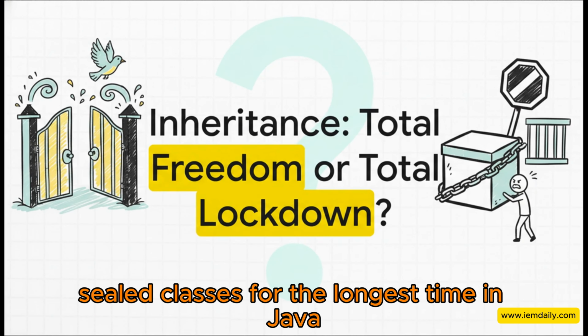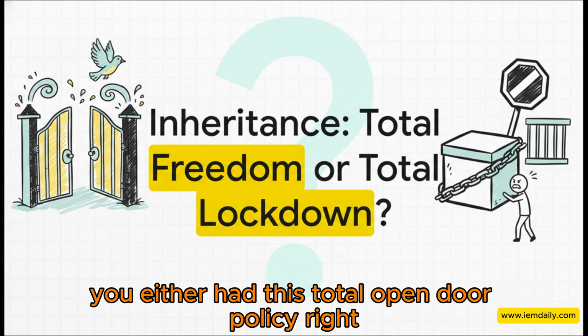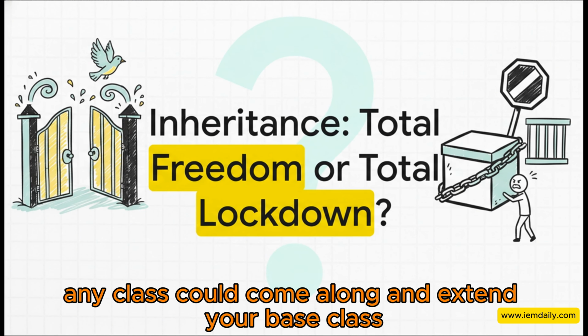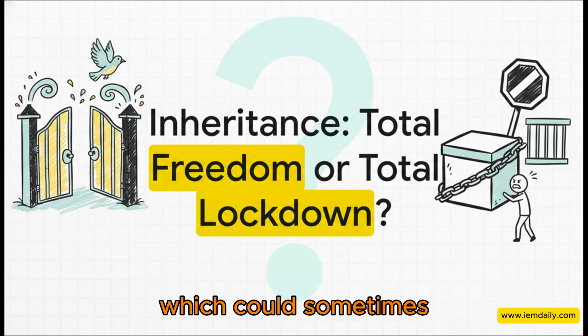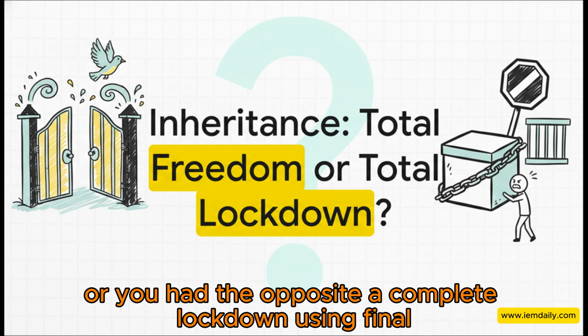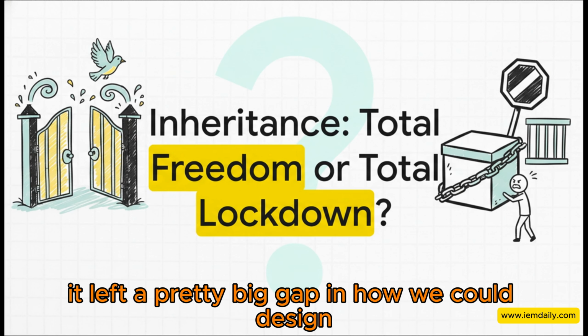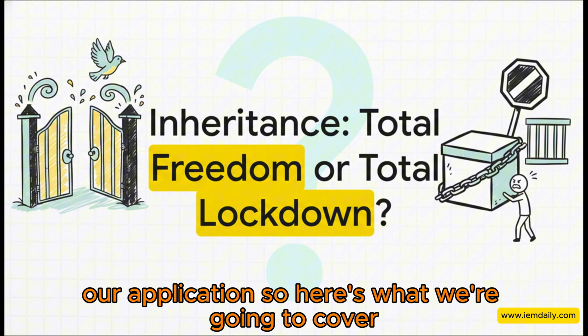For the longest time in Java, it was one of two extremes. You either had this total open door policy, right? Any class could come along and extend your base class, which could sometimes lead to some really messy and unpredictable code. Or you had the opposite, a complete lockdown using final, which just slammed the door on any extension whatsoever. This all or nothing thing left a pretty big gap in how we could design our application.